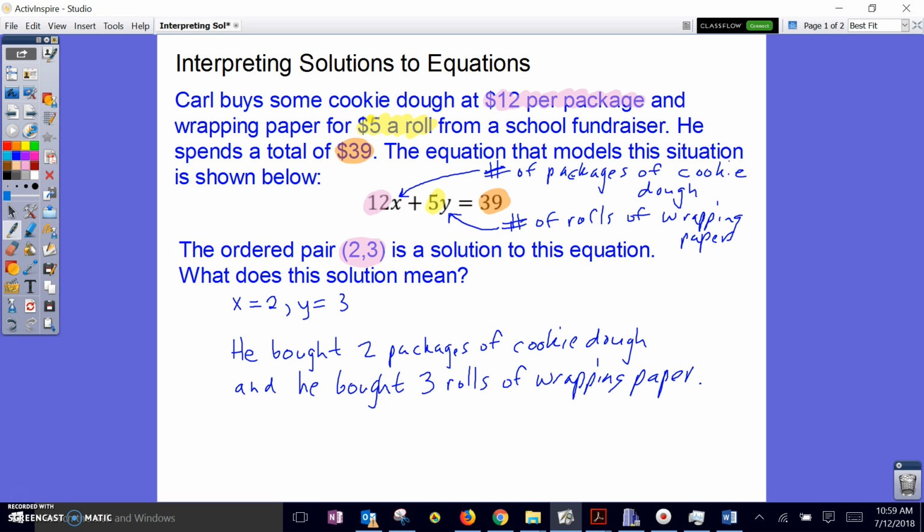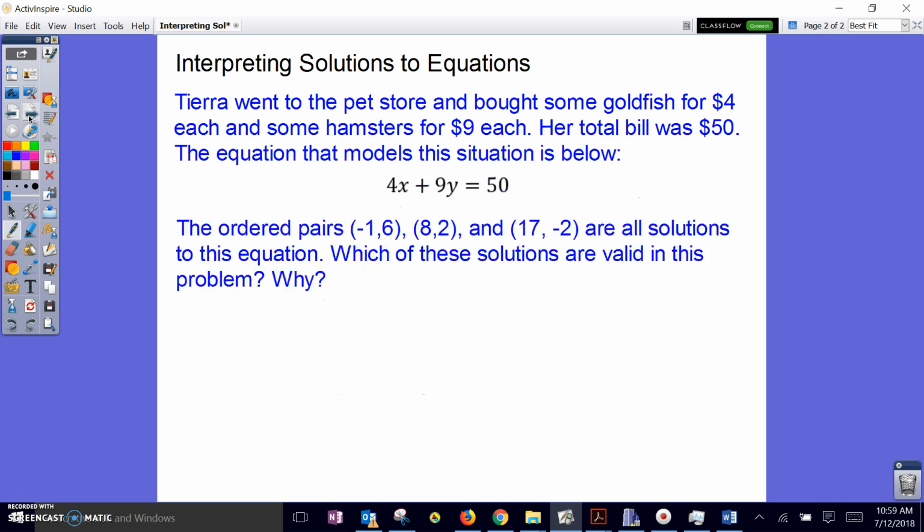All right, let's look at one more example here, a slightly different kind of example. Tiara went to the pet store and bought some goldfish for $4 each and some hamsters for $9 each. Her total bill was $50. The equation that models this situation is below: 4x plus 9y equals 50. The ordered pairs (-1, 6), (8, 2), and (17, -2) are all solutions to this equation. Which of these solutions are valid in this problem, and why?